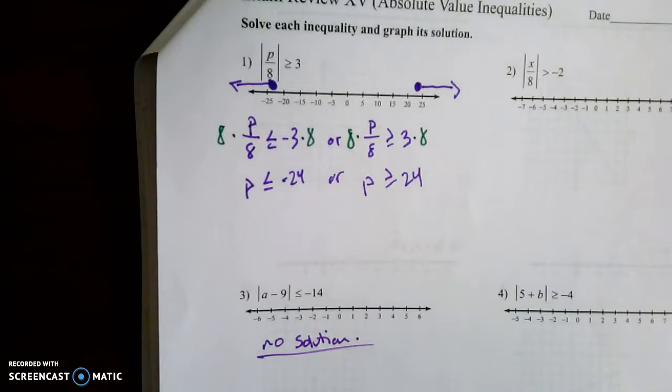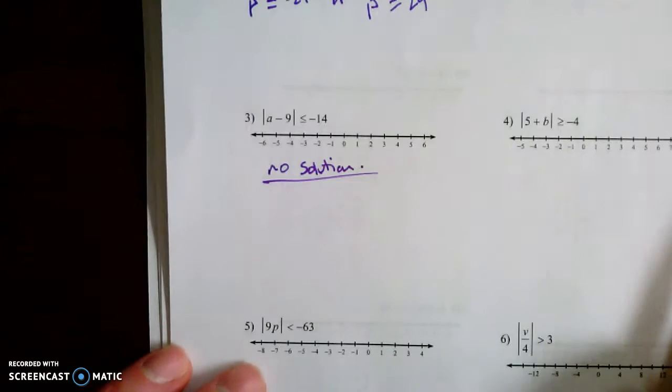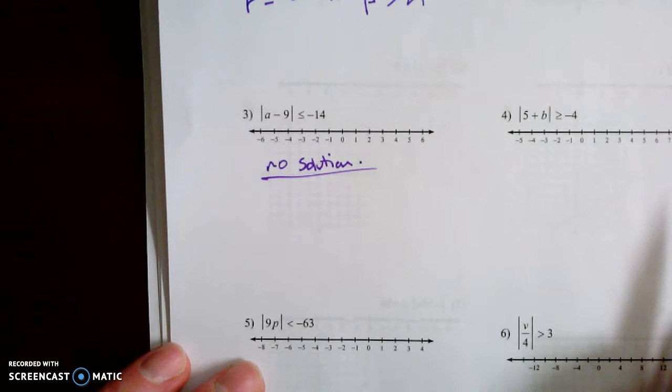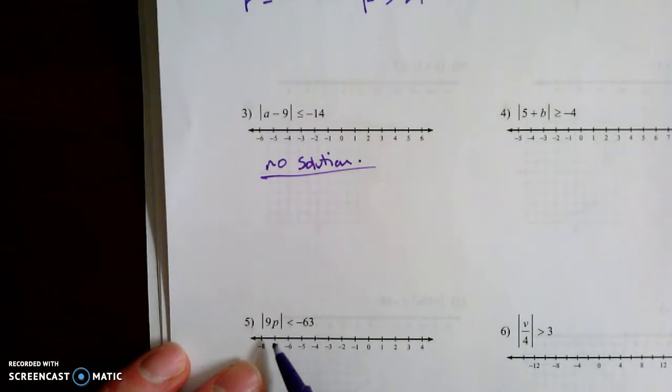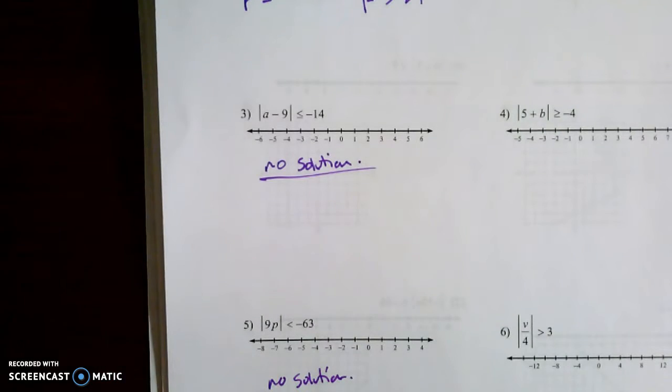Okay. Let's take a look at a different one. This is the same way. How can anything have a distance from 0 on the number line that's less than a negative number? No solution. Man, who wrote these problems? Just looking for one that's different. Let's flip the page over here.